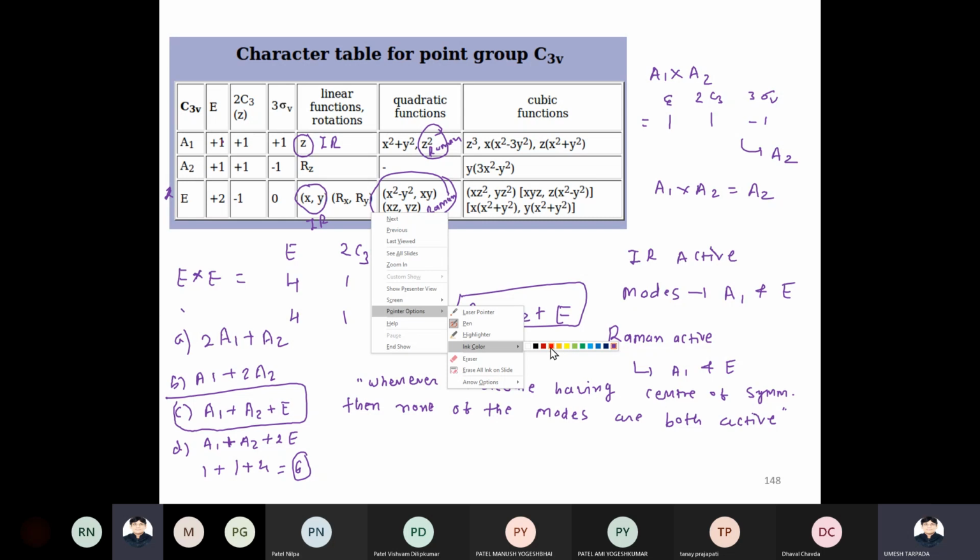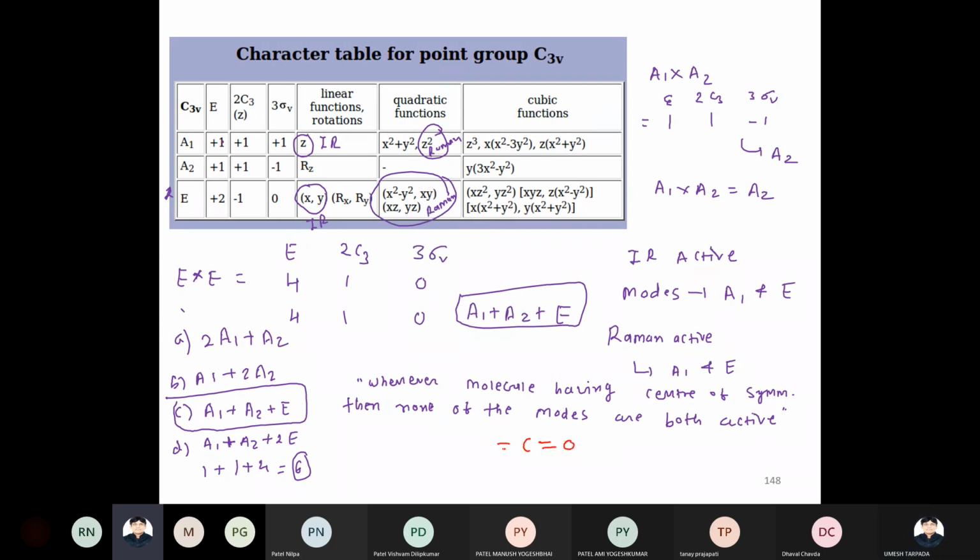Suppose molecule having center of symmetry, for example, CO2 molecule or platinum Cl4, D4h point group. In this case, what happens? Those modes which are IR active must be Raman inactive, or Raman active must be IR inactive. બંને મોડ એકી સાથે એક્ટિવ ક્યારેય ન હોઈ શકે. બરોબર? કઈ સિચ્યુએશનમાં? This is very, very important.